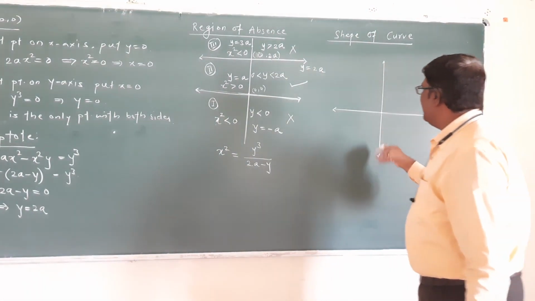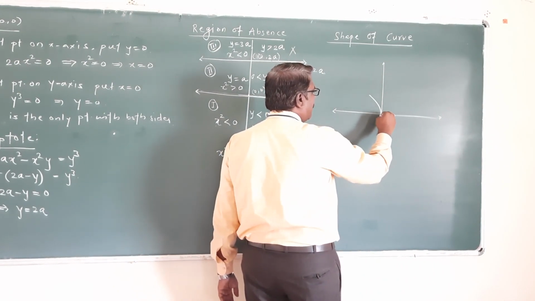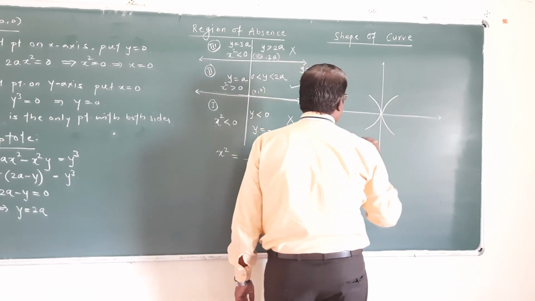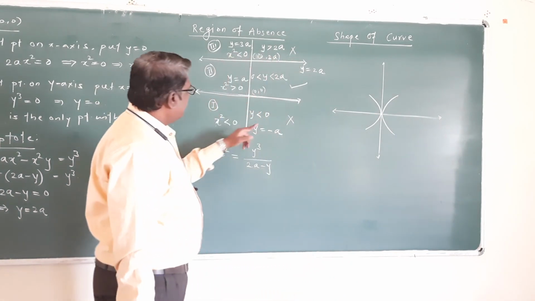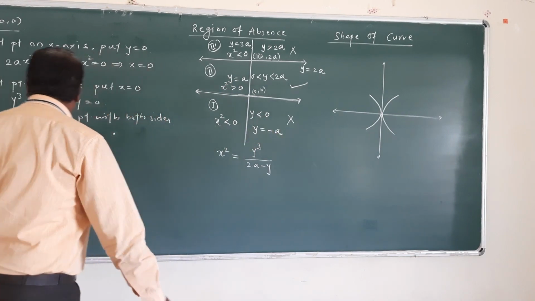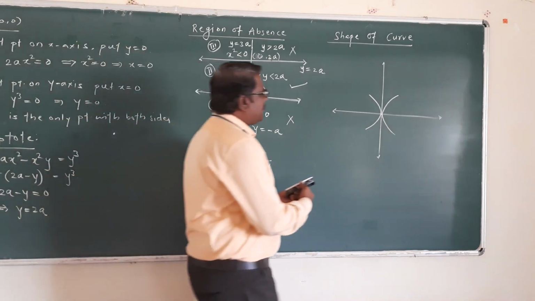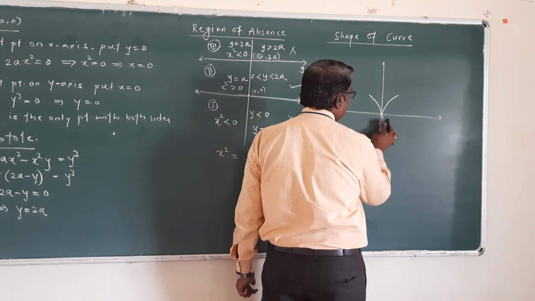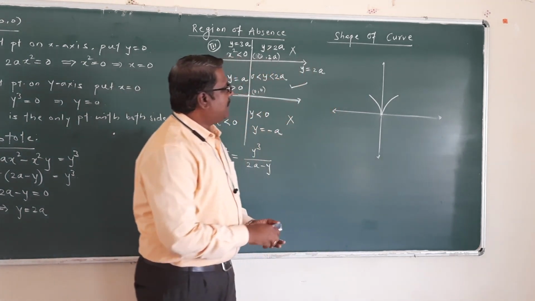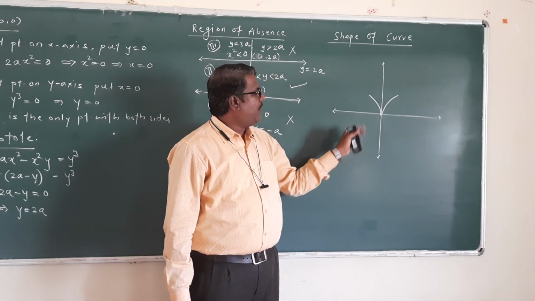If the y-axis is the tangent at the origin, the curve will have a shape either on this side or on this side, isn't it? But below the x-axis, the curve is absent. As below the x-axis the curve is absent, therefore here we can erase this part. So this is about the origin. The third point is points other than origin, but there is no point other than origin.